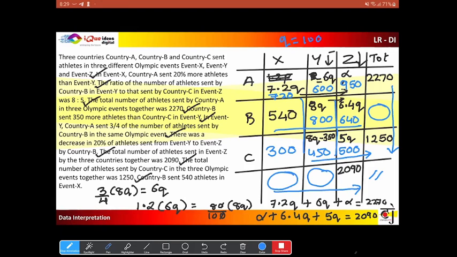1600. X and Y together is 1850. 5 plus 14, 1560. Got the entire table, everyone?